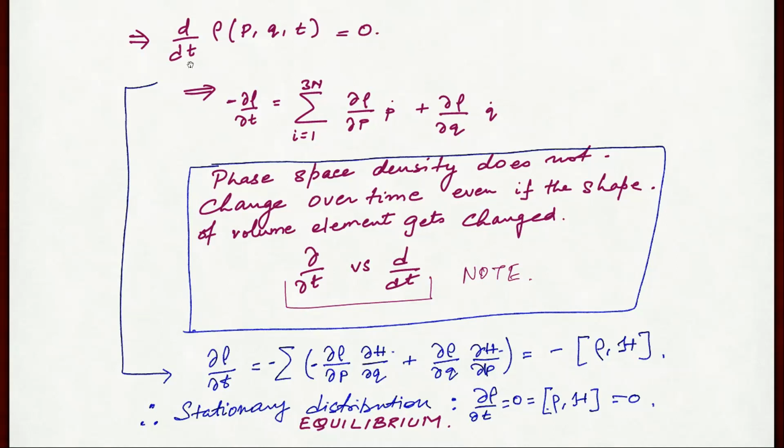And this can be written down separately as minus del rho del t. I mean, you could write this as del rho del t plus this quantity, which is how does rho change as you change q? How does rho change as you change p? And i goes from 1 to 3n, right? Equal to 0, but you have brought del rho del t on the other side of the equality.